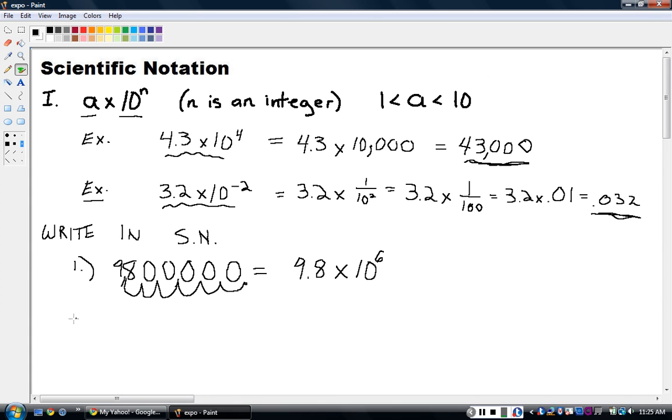Okay, so that's the process. Find the decimal place, put it to the numbers between 1 and 10, and then count. That's all you got to do. Let's do one more of those.